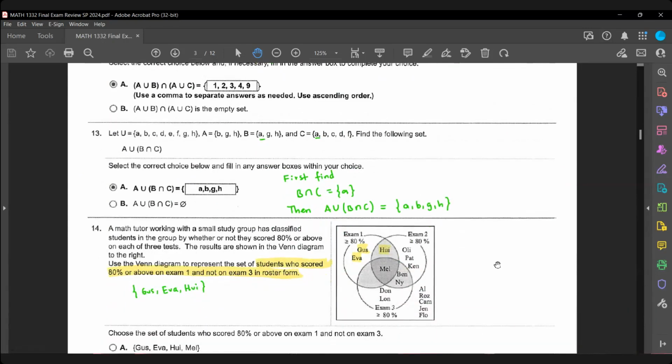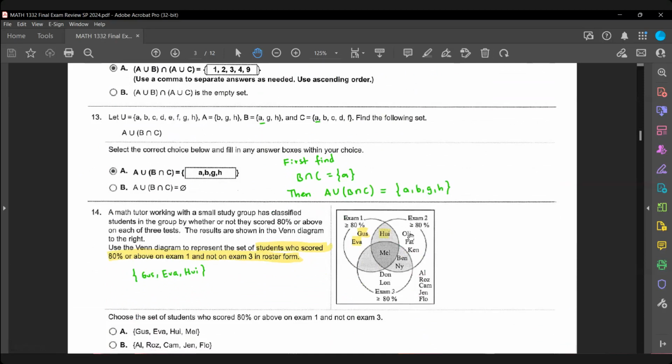This is an application problem. Trying to summarize this, it says use the Venn diagram to represent the set of students who score 80% or above on exam 1, not on exam 3 in roster form. So I try to highlight this so that it can make it a little bit easier.